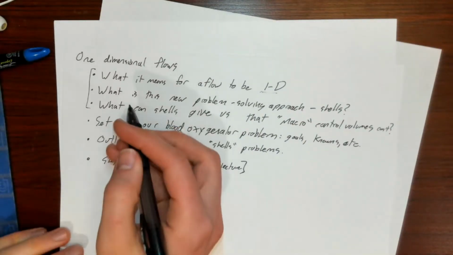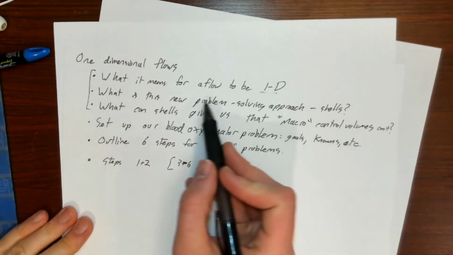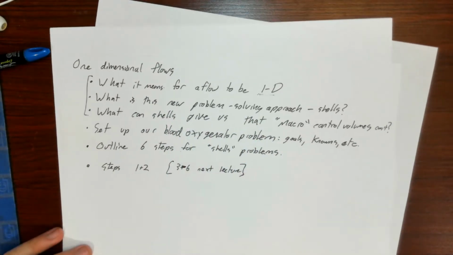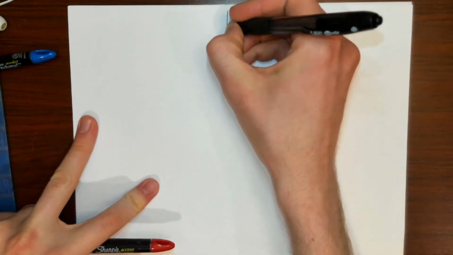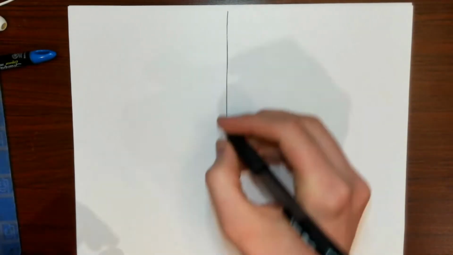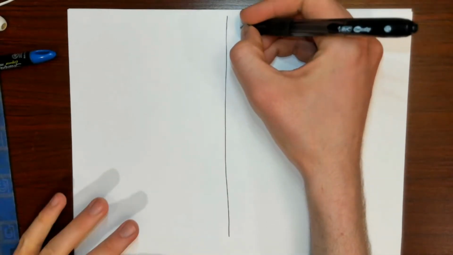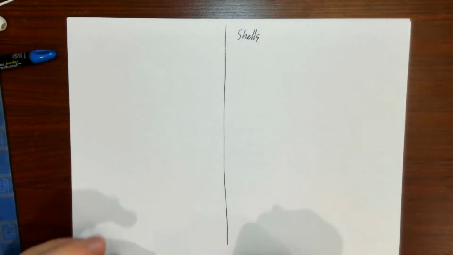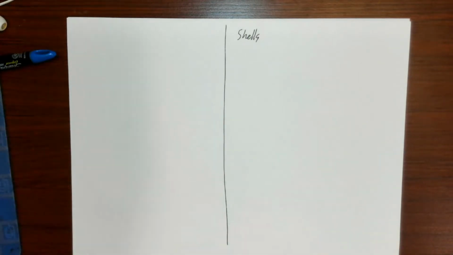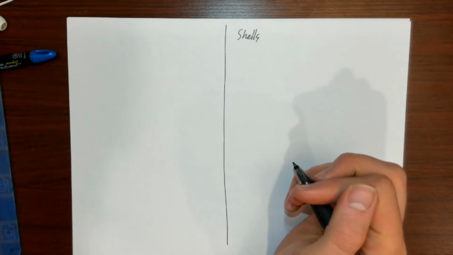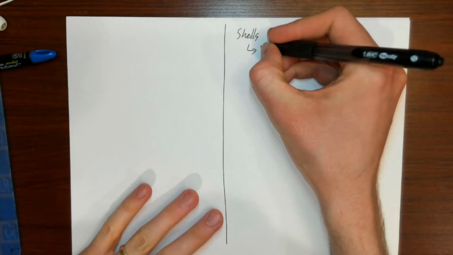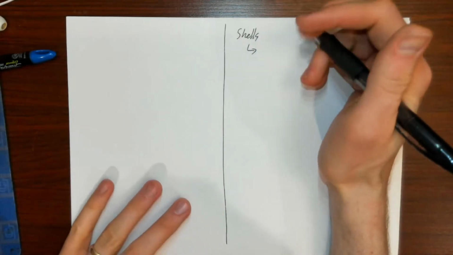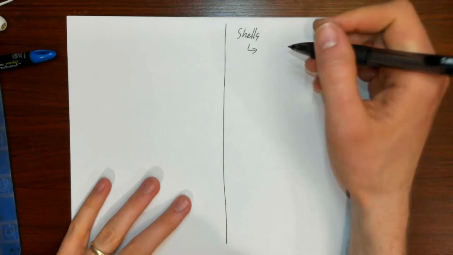So we've now talked about what it means for a flow to be 1D. Let's talk about what this new problem-solving approach of shells is. I'm going to divide up this page into two sections, and I'm going to talk about our new problem-solving approach of shells on the right-hand side. So what is this idea with shells? Well, the idea with shells is we have some part of our system that we're looking to derive a velocity profile and maybe some other information.